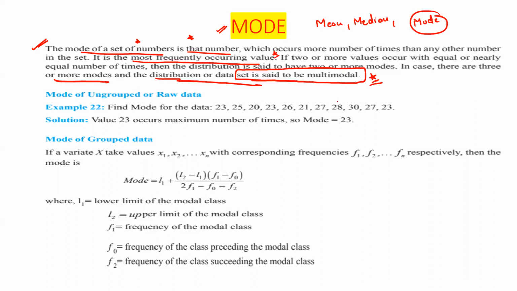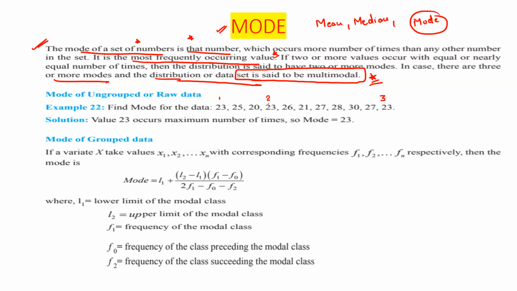Now, first of all, we will discuss the mode of the ungrouped or raw data. The example says to find the mode of the data. They have given the data, so let's find out which number occurs most of the time. First we take 23. One time, two times, three times. So 23 occurs three times.